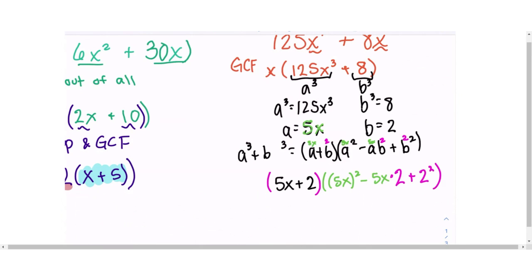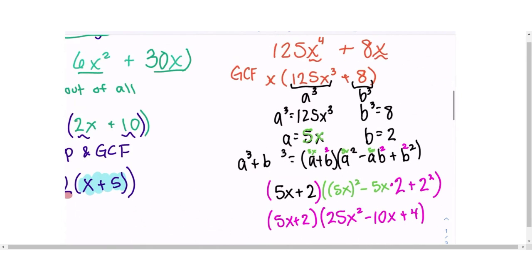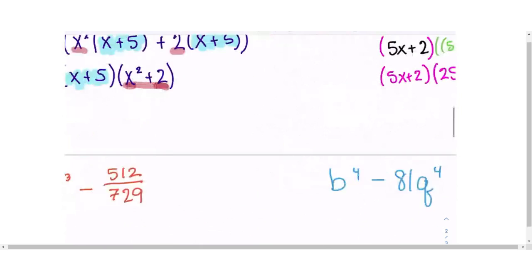And now it's just simplifying that. So our 5x squared stays in the front. 5x plus 2. And 5x squared is 25x squared. Negative 5 times 2 is negative 10x. And then 2 squared is 4. Okay. So I used the sum of cubes to do that one.